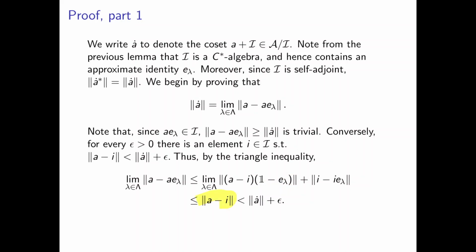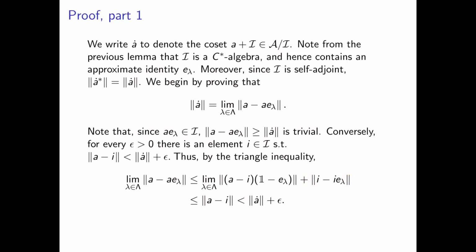And therefore we get this part. But now you may ask, okay, sure, but what about this term? Where does it go? Well, here we actually use the fact that e sub lambda is an approximate unit for our ideal, and the fact that I lies in the ideal. And that simply means that by definition, this term tends to 0.